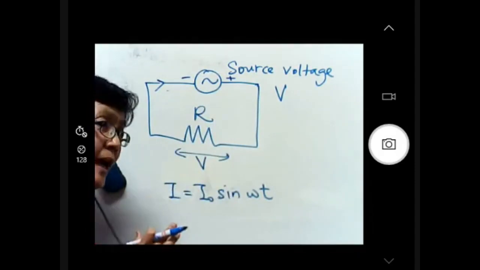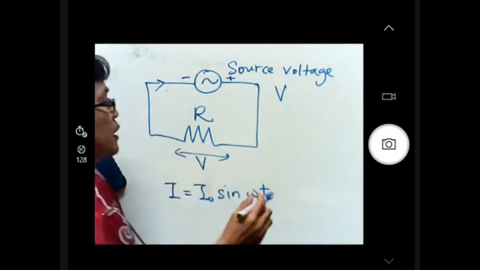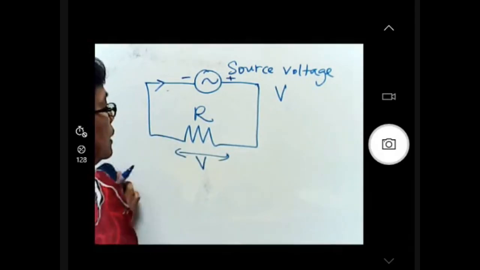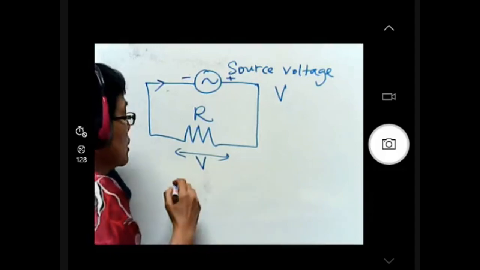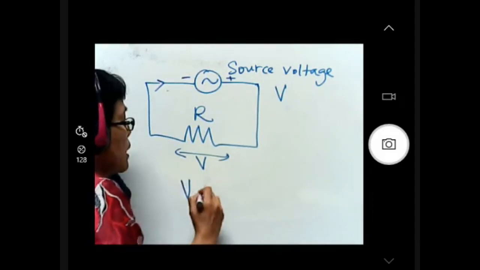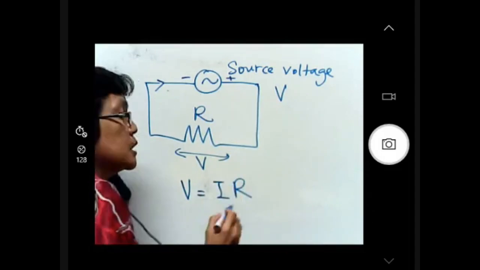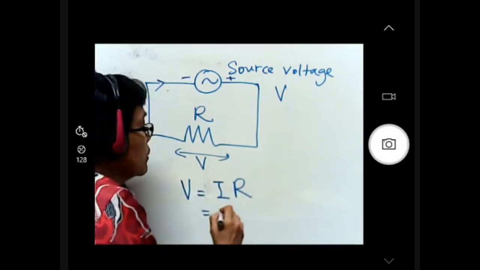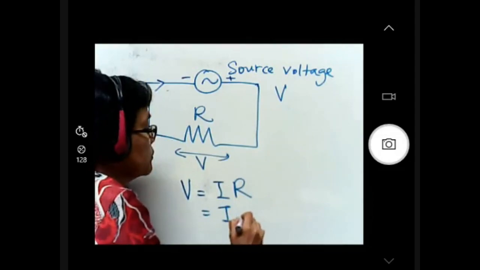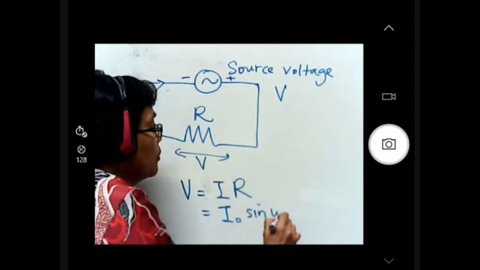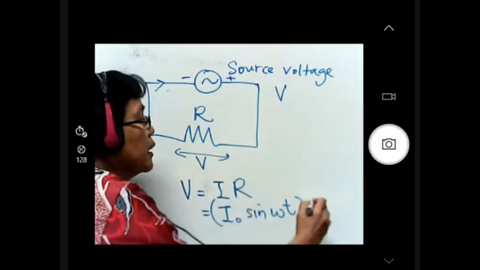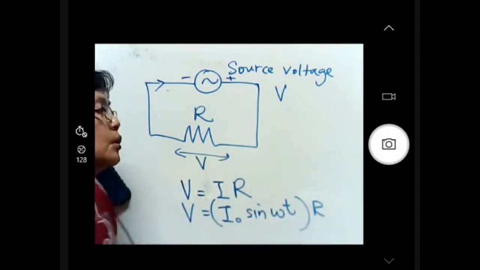For this case only, they are the same. Okay, so we will use Ohm's law. Ohm's law says that V equals current multiplied with the resistance. So the current here is what? The current here is I naught sine omega t. So multiply with resistance. So what do we have?